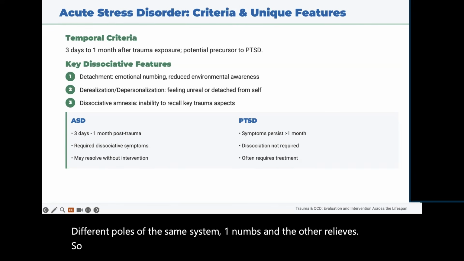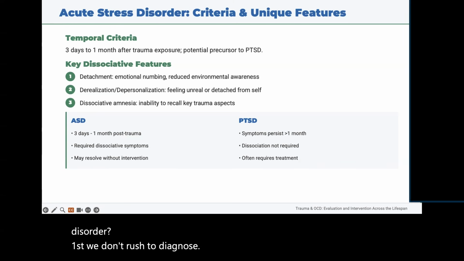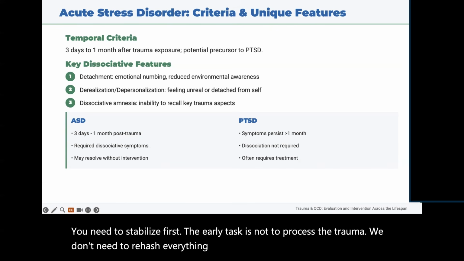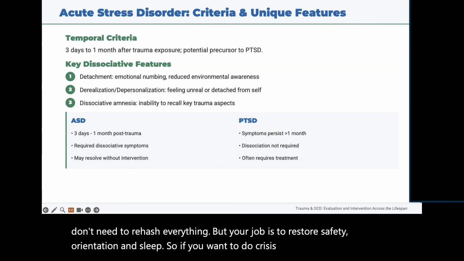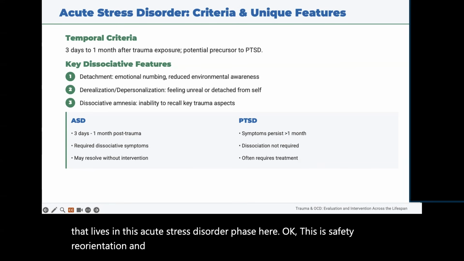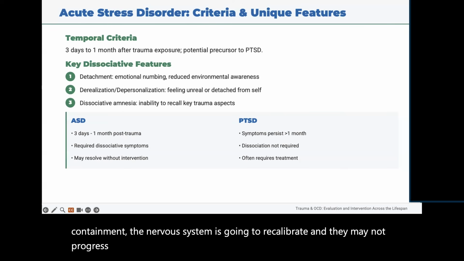So what do you do when you recognize somebody's having an acute stress disorder? Well, first, we don't rush to diagnose. You need to stabilize first. The early task is not to process the trauma. We don't need to rehash everything, but your job is to restore safety, orientation, and sleep. So if you want to do crisis intervention work, all of that lives in this acute stress disorder phase here, okay? This is safety, reorientation, and sleep. In many cases, with good support and containment, the nervous system is going to recalibrate and they may not progress to PTSD.